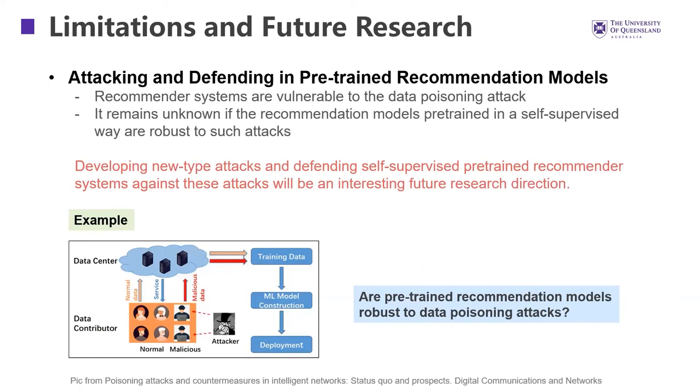Besides, we also pay attention to attacking and defending in pre-trained recommendation models. We believe this direction will be very promising because attacking and defending recommendation models is very important. As you know, there are many types of attacks that can manipulate the results of the recommendation models, where the attackers can benefit from the manipulated results. Currently, we know that recommendation systems, especially self-supervised recommendation systems, are vulnerable to data poisoning attacks, which means the attackers can inject malicious user profiles into the data, then the trained model will generate results which are beneficial to the attacker.